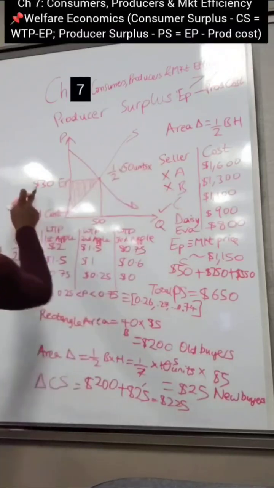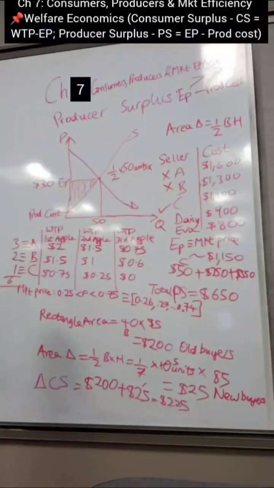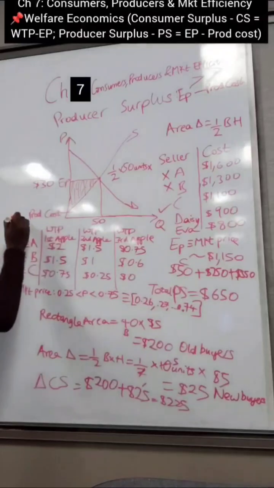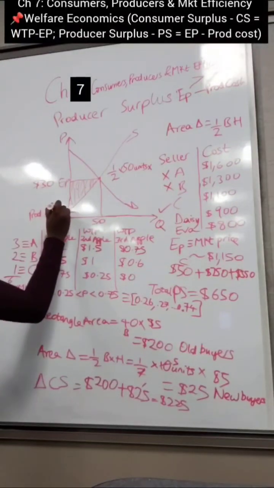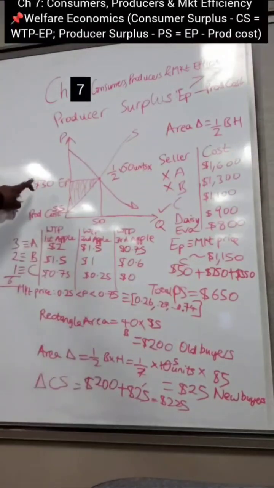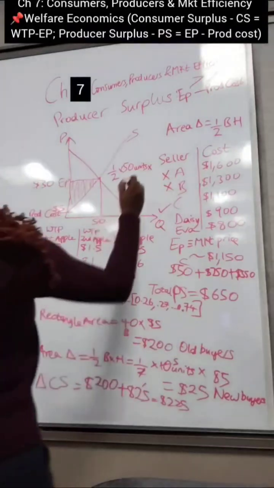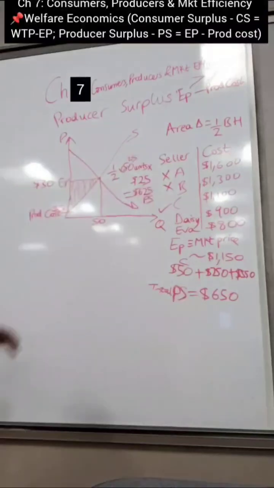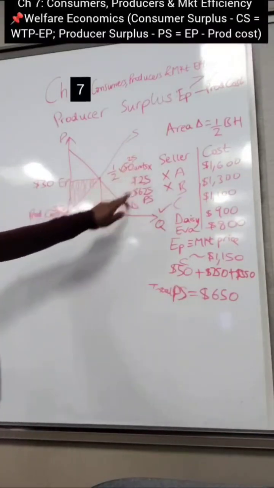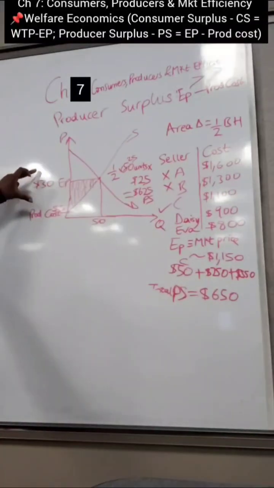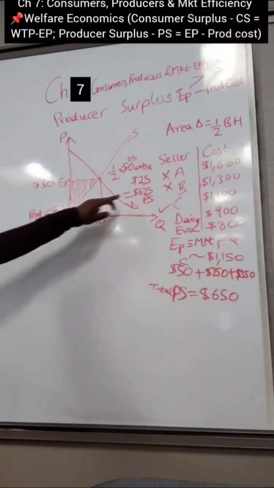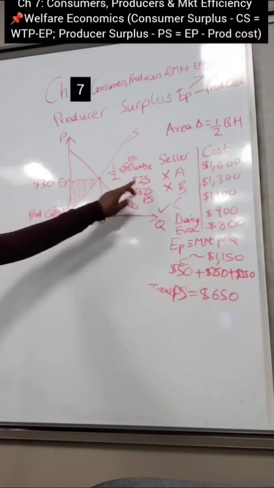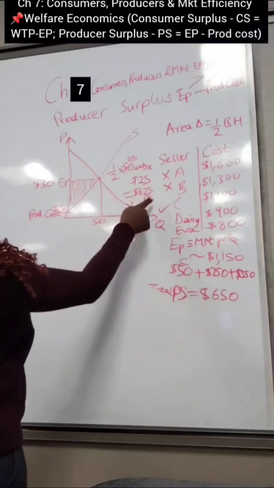Your height is the difference between $30 and the cost of production. Let's assume that cost of production in this graph is just $5, right? So that means the gain is going to be $30 minus $5, which is $25, okay? So by the time you do your algebra, half times 50 units sold times $25, which is the difference between your market price and your cost of production. So half times 50 times 25, that's going to give you 25 times 25, which is $625 for your producer surplus, right?